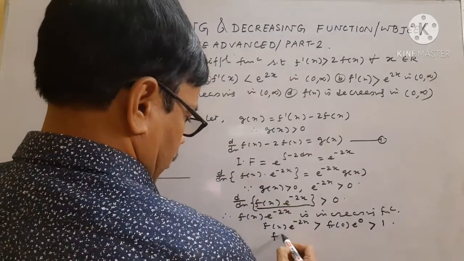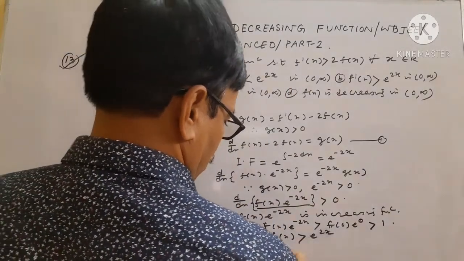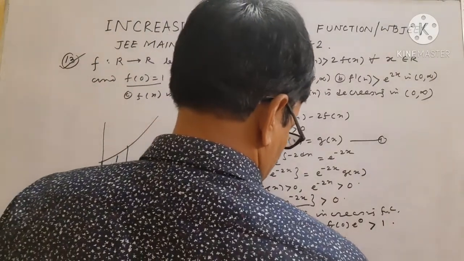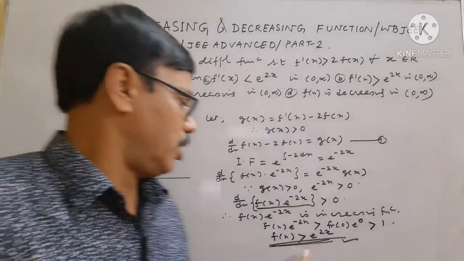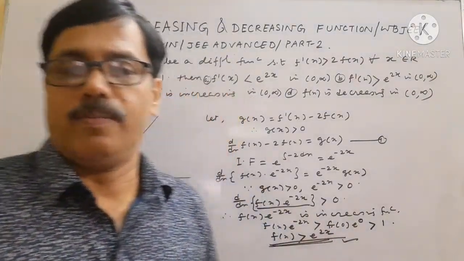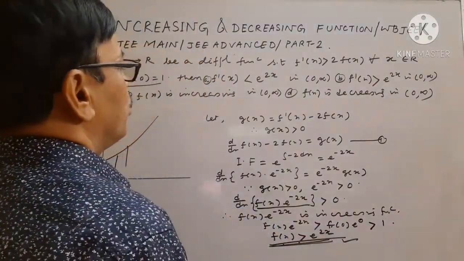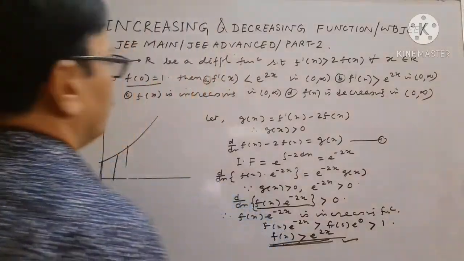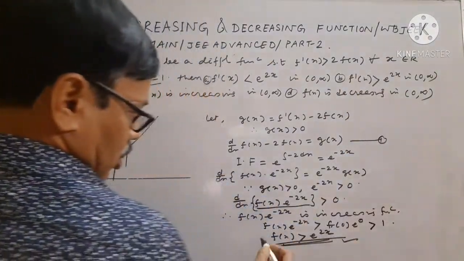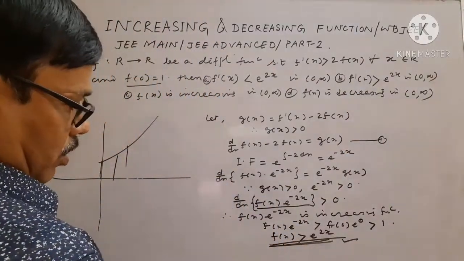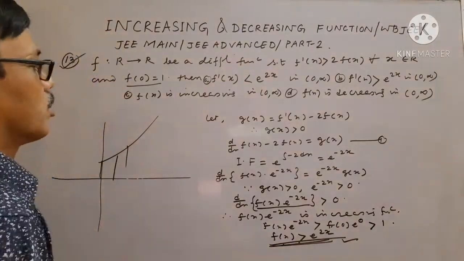So what is f(x)? f(x) is greater than e to the power 2x, because e to the power 2x is a positive number, so the inequality remains greater than. So f(x) is greater than e to the power 2x.